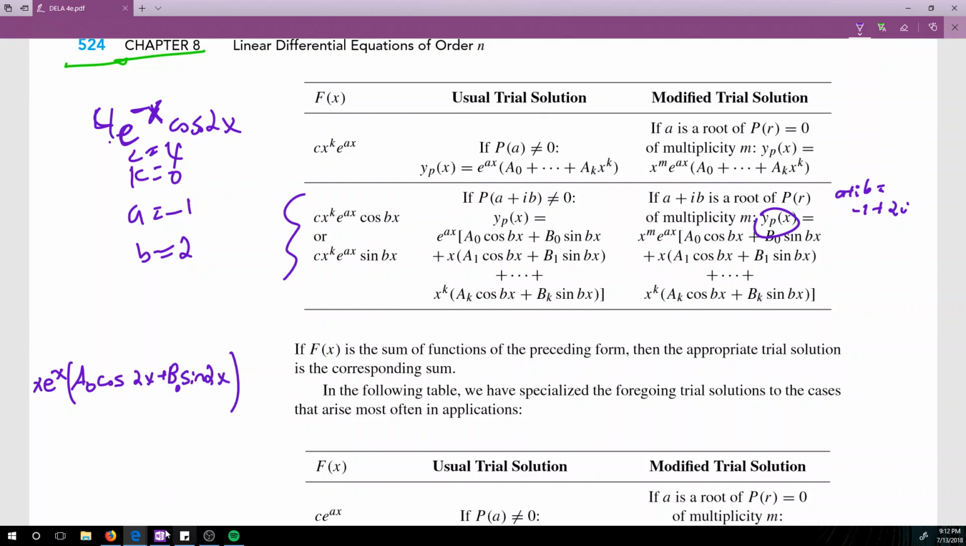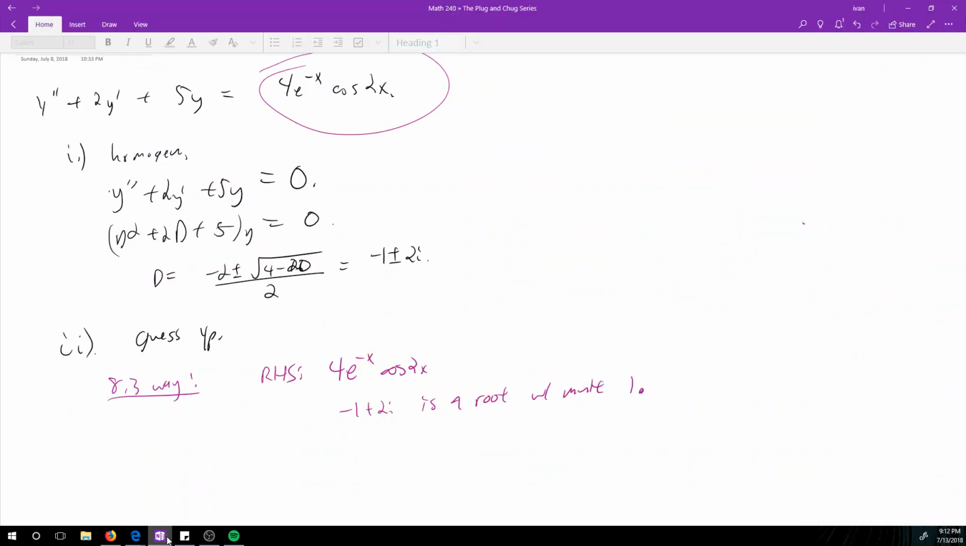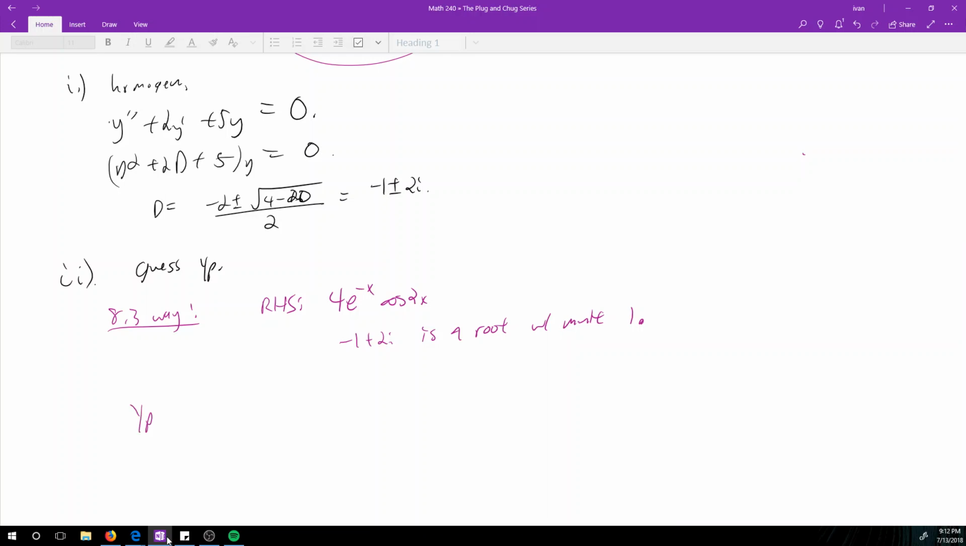So our guess for yp then, going back here, is yp equals x e to the negative x times a naught cosine 2x plus b naught sine 2x, right?